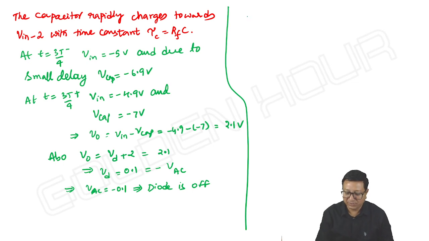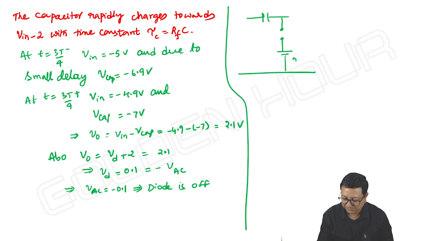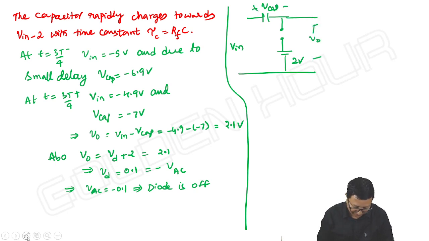Once the diode is off, what is the equivalent circuit again? It is an open circuit. 2 volts input, and the capacitor, V capacitor, V output. So how does the capacitor charge? It charged to 7 volts with polarities from right to left, which means V capacitor is equal to minus 7 volts. Now, is there any path for the capacitor either to charge or to discharge? No, the capacitor can neither charge nor discharge.